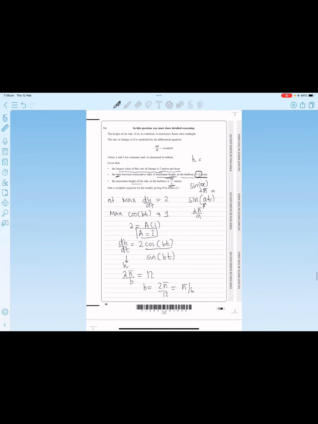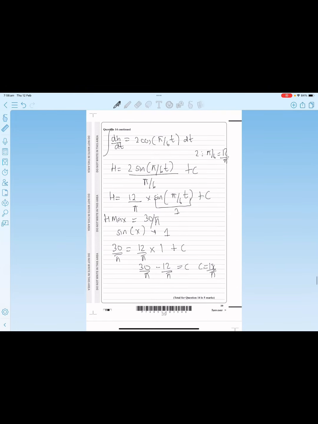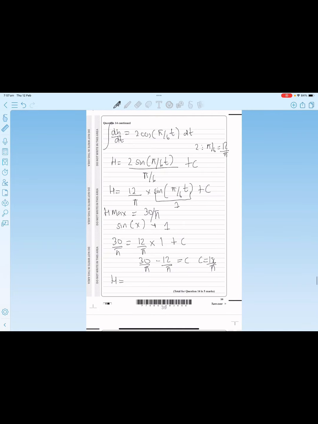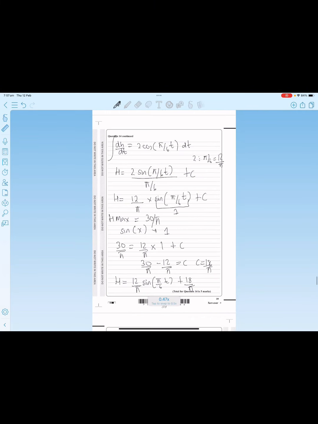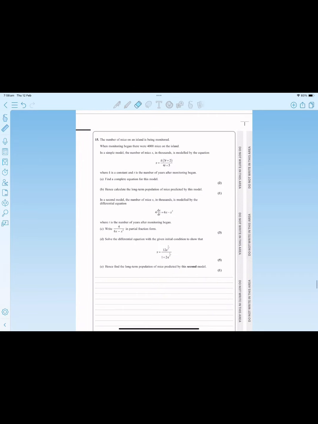And if I write my final model, which they want, h in terms of t, it would be h is equal to 12 over pi sine pi over 6t plus 18 over pi. That should be my final answer, and yeah, it is. That's fine, and that's question number 4.